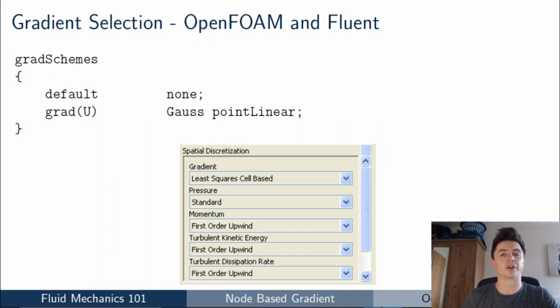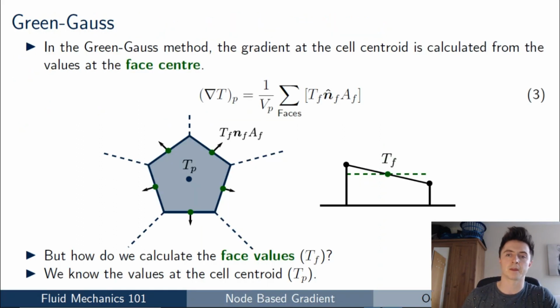And in this talk, we're going to be going through the node-based gradient scheme. In previous videos, I've released and gone through the cell-based gradient scheme and the least squares gradient scheme. So if you'd like to learn how those schemes work, I'd advise going back and having a quick watch of those videos. To start things off, I'm just going to give a quick recap of the Green-Gauss scheme, because this is what the Green-Gauss Node-Based Gradient Scheme is based upon.